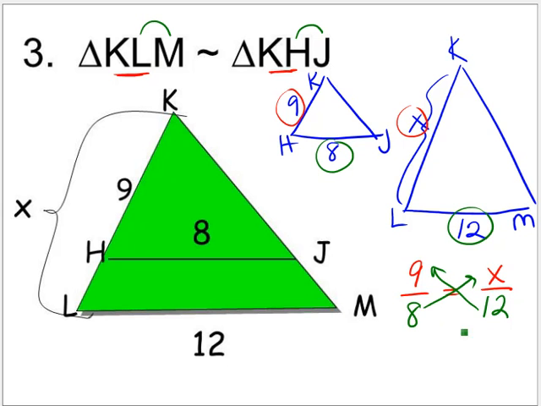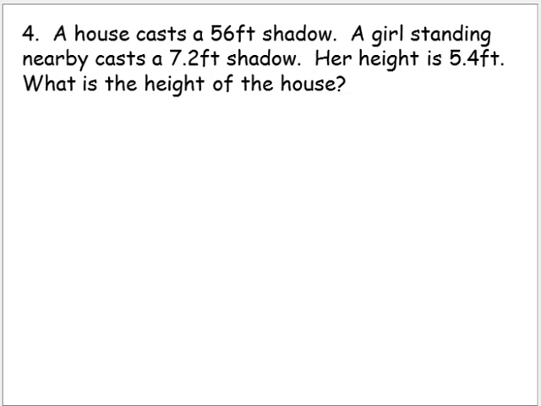Cross multiply, I get 8X equals 108. I'll divide by 8 on both sides. And I'll go ahead and reduce this fraction, or you could change it to a decimal, but I'll reduce it to 27 over 2. That would be 13.5.